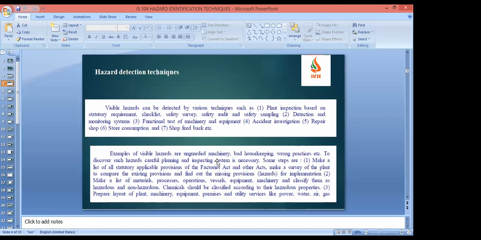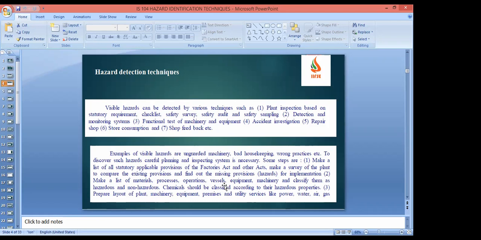Examples of visible hazards are unguarded machinery, bad housekeeping, wrong practices. To discover such hazards, careful planning and an inspection system are necessary. You can see some of the steps in this inspection machinery. Make a list of statutory applicable provisions of the Factory Act and make a survey on the plant to compare the existing provisions and also find out the missing provisions. And we have to make a list of the legal requirements and provisions.